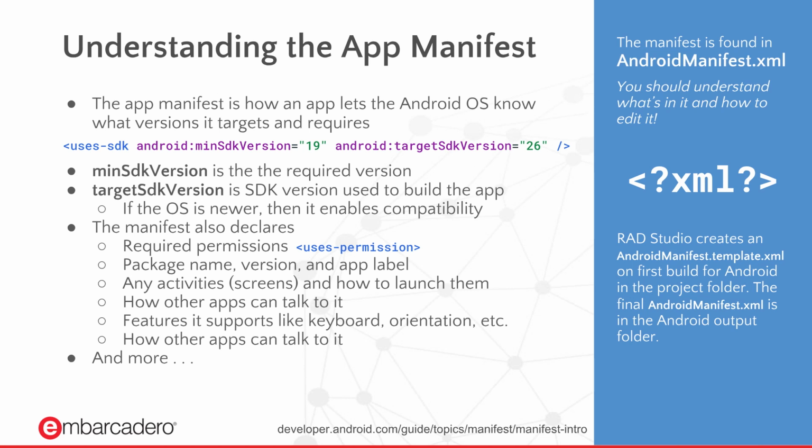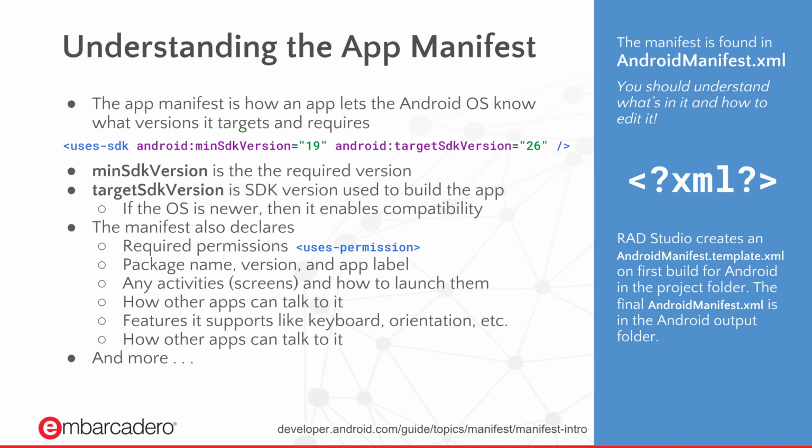One of the things it does is tell the OS and the Play Store what versions of the Android SDK it supports and requires. It does this through the uses-sdk tag. Now, there are two properties in here, minSdkVersion and targetSdkVersion. MinSdkVersion is the version of Android required, the absolute minimum required for this application to work. By default, Delphi, C++ Builder, and RAD Studio put 19 in there, which is Lollipop.